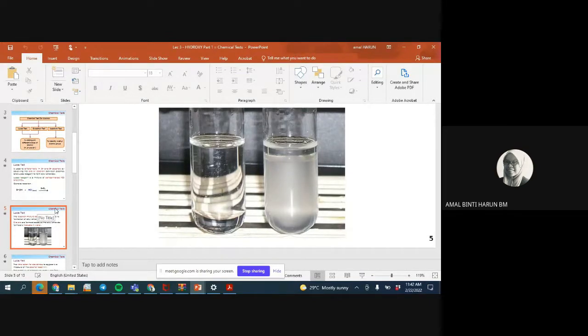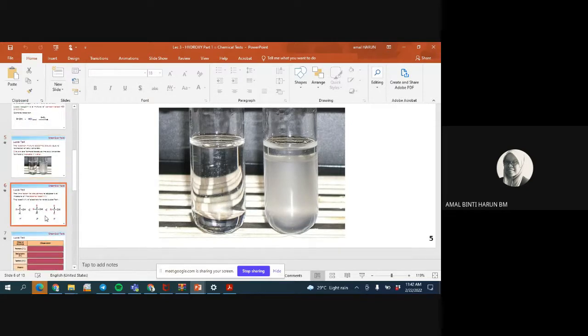Probably it is primary alcohol. But the second one, dia nampak cloudy. So kita tengoklah berapa lama dia ambil masa untuk cloudy. Is it instantly or 5 to 10 minutes? Kalau instantly, alkohol ini adalah tertiary alcohol. Kalau dia 5 to 10 minutes, it is secondary alcohol. So this one confirm lah dia primary alcohol. Boleh? Okay, lagi, mana lagi?